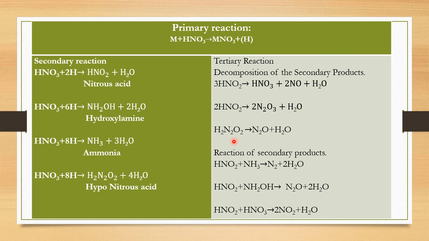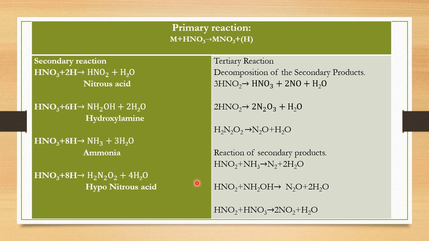Then, only hyponitrous acid and nitrous acid have been considered in the case of decomposition reactions. If hyponitrous acid decomposes, the product obtained is dinitrogen monoxide, that is N2O. But if the reaction takes place between the secondary products, nitrous acid reacting with ammonia, the product obtained is nitrogen gas and water.